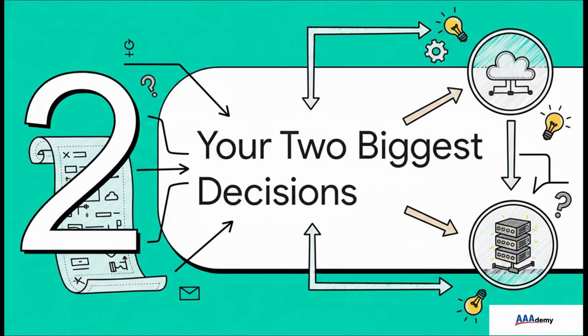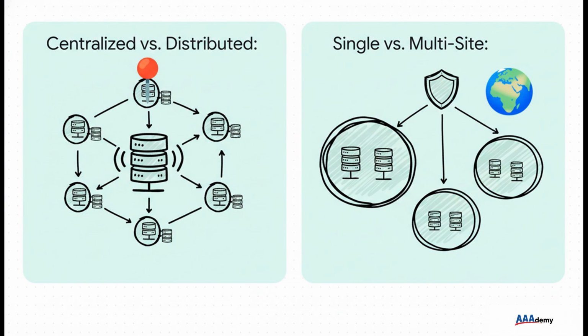Okay, so we've got our blueprint. Now it's time to make some choices. And listen, there are two decisions in particular that are going to have a huge impact on your entire design. So first up, are your services going to be centralized or distributed? Think about it like this. A distributed approach is like having a fire station in every single neighborhood. It's fast, it's close. A centralized one, well, that's like having one giant fire station for the whole city.